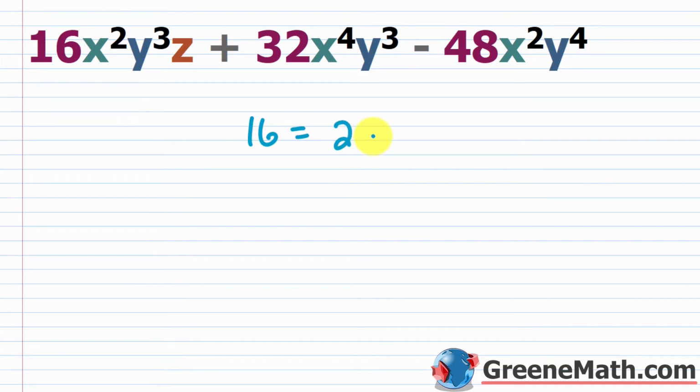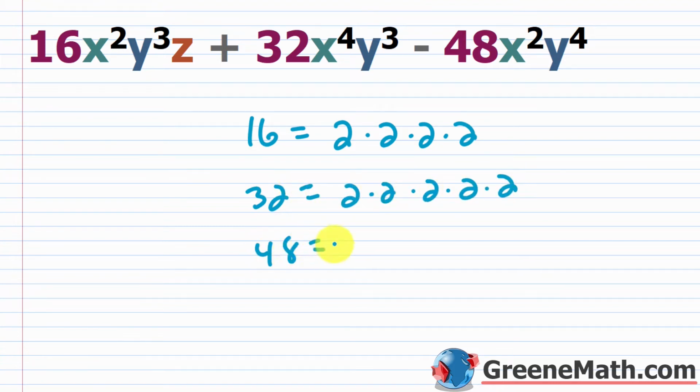16 is what? It's 2 to the 4th power. So 2 times 2 times 2 times 2. 32 is 2 to the 5th power. So 2 times 2 times 2 times 2 times 2 again. And then 48 is going to be 16, which is 2 to the 4th power. So 2 times 2 times 2 times 2 times 3.